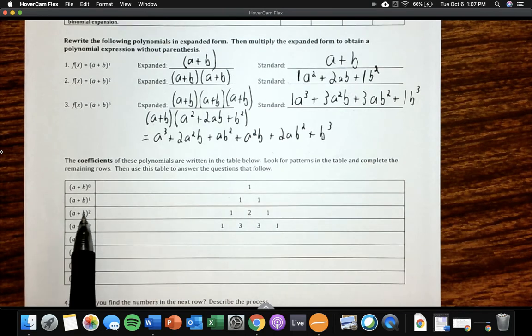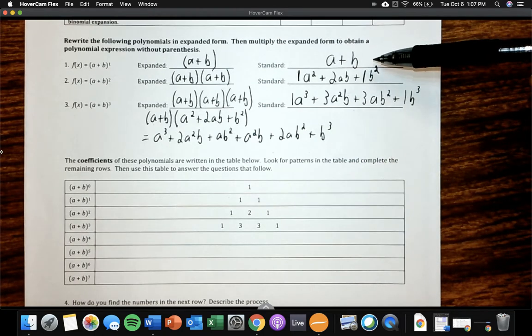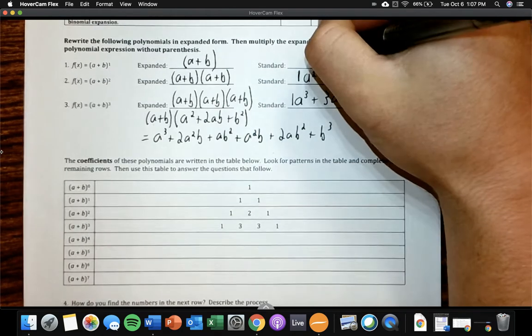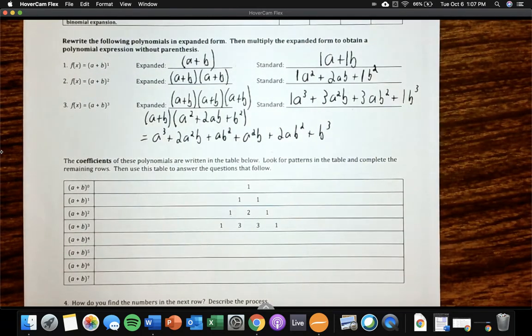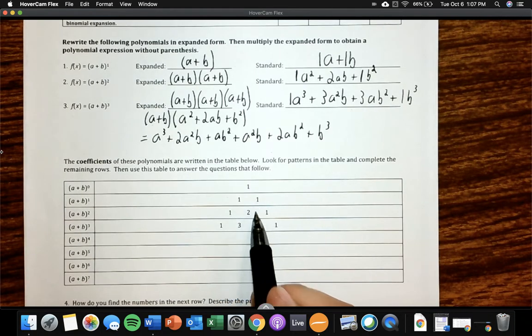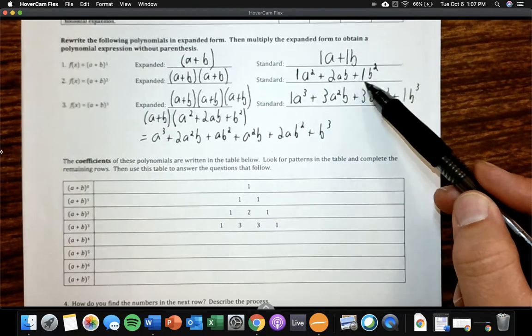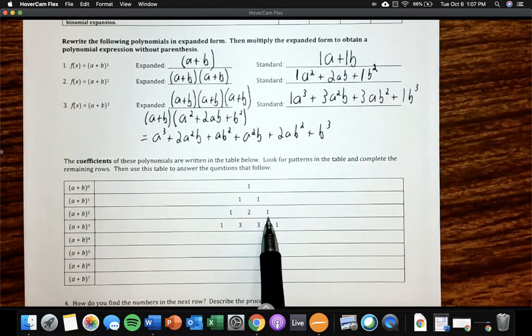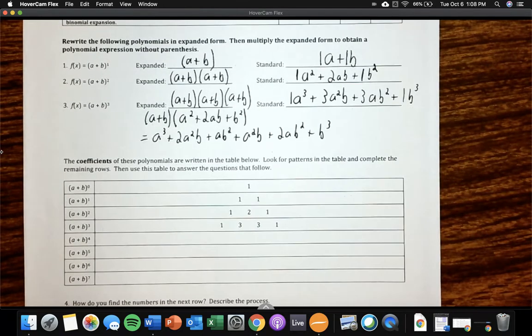Here we have a plus b all raised to the first power, which is what we have right here. And again, we can add these coefficients in. This is really 1a plus 1b. So the coefficients would be 1 and 1. And here we can see the coefficients are 1, 2, 1. And here we have 1, 3, 3, 1.